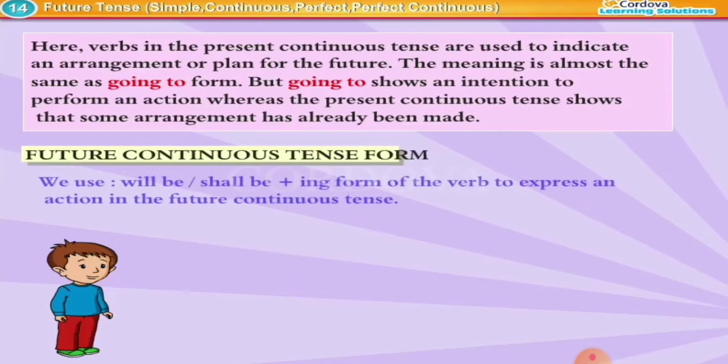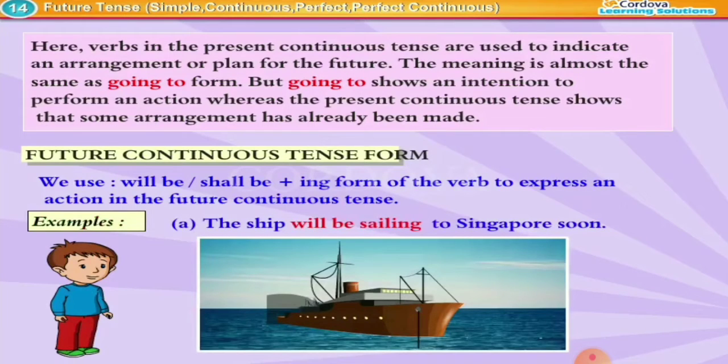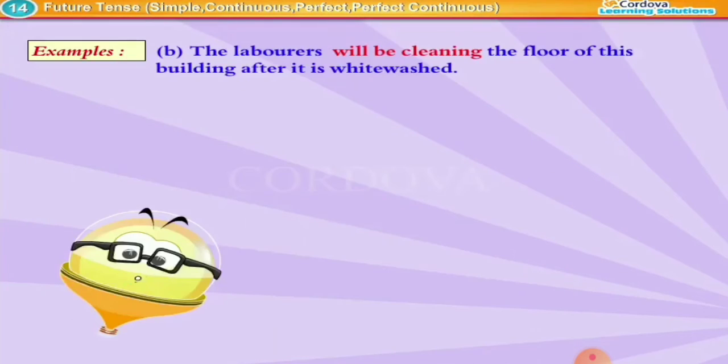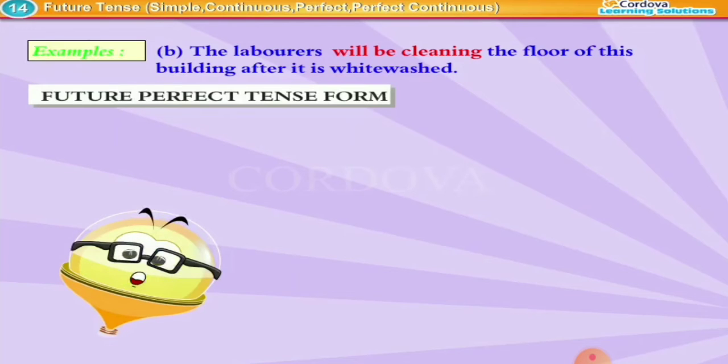Future continuous tense form. We use will be, shall be plus ing form of the verb to express an action in the future continuous tense. Examples: The ship will be sailing to Singapore soon. The laborers will be cleaning the floor of this building after it is whitewashed.